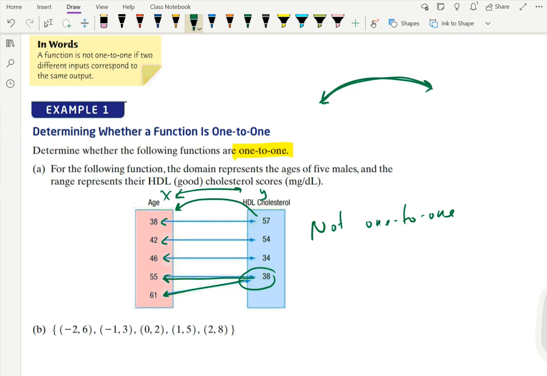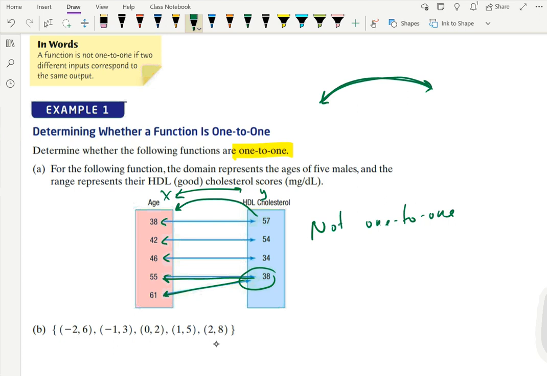Okay, so letter B, if we take a look at these values here, do I have any repeated values? That would be one way to think about this one. So -2 only goes to 6, -1 only goes to 3, 0 only goes to 2, 1 only goes to 5, 2 only goes to 8. So this is indeed a function because for every x, it only goes to a unique y.